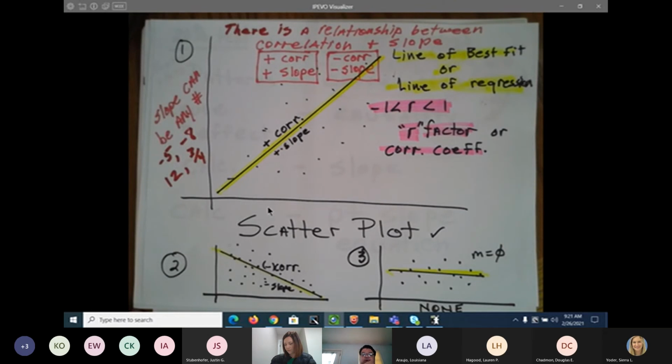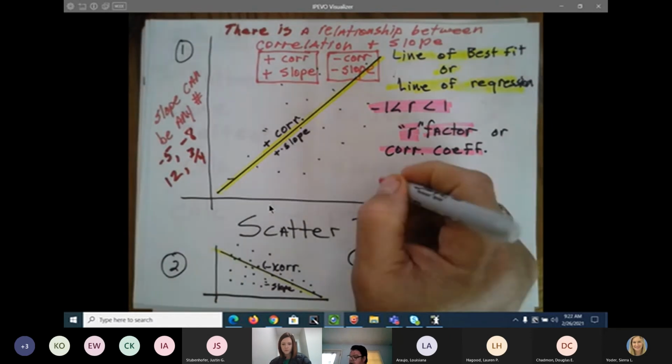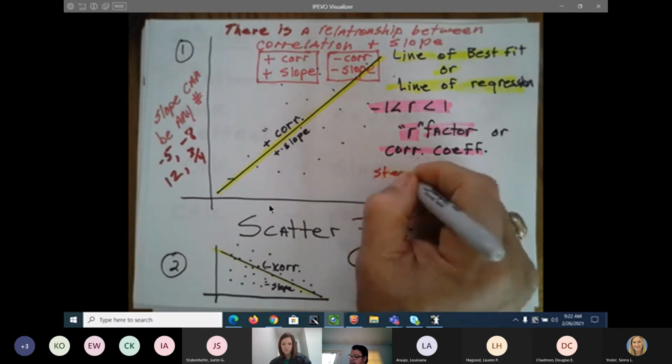Now, there's also a relationship between the slope and the correlation coefficient, or the correlation, meaning the steepness. And my red pen went out yesterday. I got this one, but it doesn't write well. Steepness.